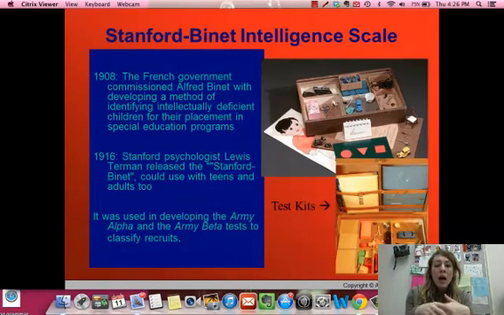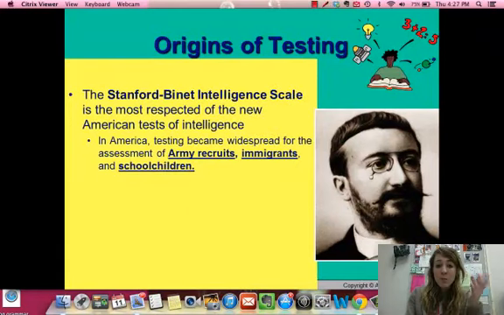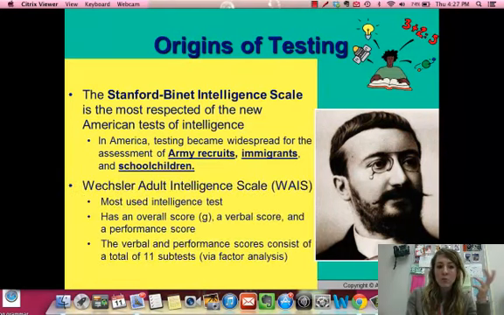And still today, if you want to go into the Army, the Marines, whatever, you have to take the ASVAB, right? It's a test to measure your intelligence, your skills and your aptitude, to give you different levels of what you can go into. The Stanford-Binet Intelligence Scale is the most respected of the new American intelligence tests. In America, testing became widespread after this intelligence test was released. Like I said, it was used on Army recruits, immigrants and school children, which is what we think of testing most often.